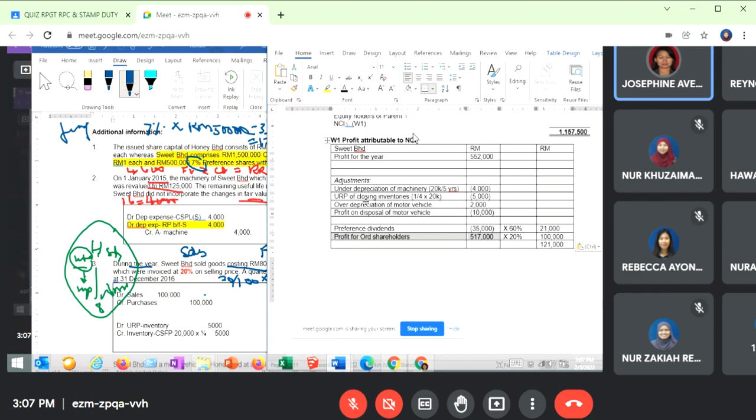No, not 517. Adjusted profit for the ordinary shareholder is 500. Adjusted profit for ordinary shareholder, 500. Let me just write this out.